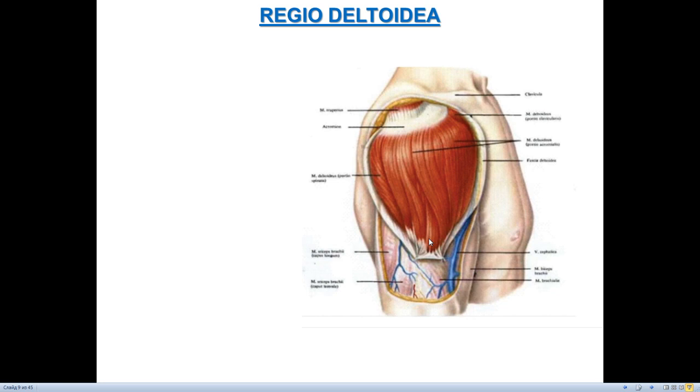Layers: skin, subskin fat, superficial deltoid fascia, propria fascia, deltoid muscle, propria fascia by the deep layer, subdeltoid space, then subdeltoid synovial bursa, tendons of the supraspinous and infraspinous muscles, fibrous capsule of the shoulder joint.